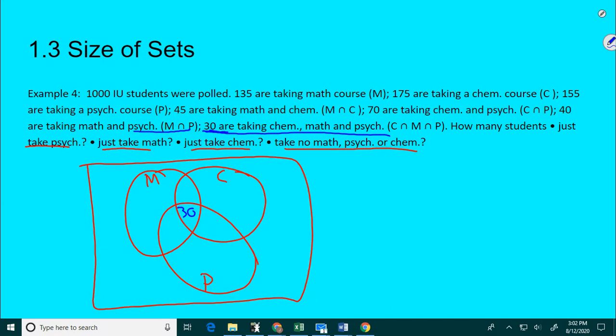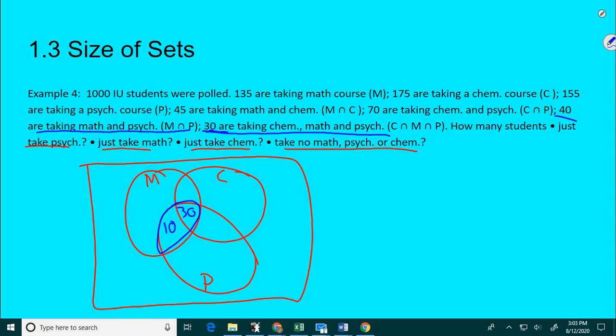So N intersect P, there's 40 of those. So N intersect P, so this part, I can draw this here. That part there is 40. So we already have 30, so that little empty spot has to be 10 because they have to add to 40 for N intersect P.